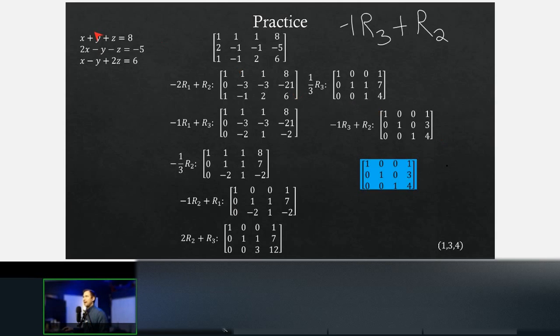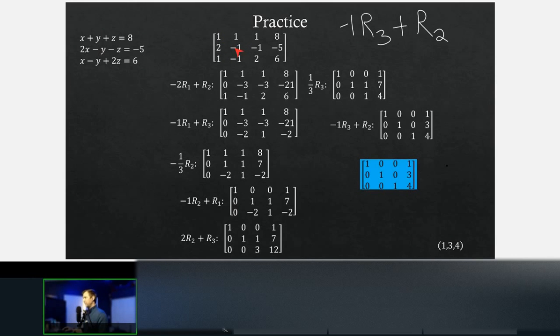The way that I like to do it, going back to the original, I like to make the top left a one. That is priority number one, make that a one. Next, we want to make everything below it zero, which we did. After you do that, we go to the next diagonal, and then our goal is to make this a one.